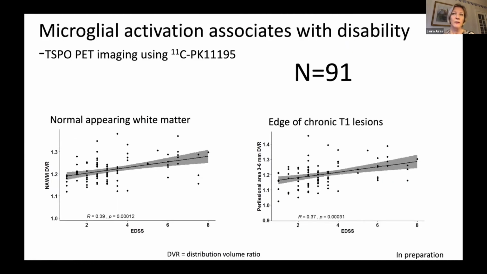So at the moment we have imaged over 100 patients using TSPO PET, 100 MS patients. And here are shown results from 91 patients with PK11195 imaging in relation to disability. So this higher distribution volume ratio associates with more disability, both in the normal appearing white matter and at the perilesional areas. So more disability, more microglial activation.